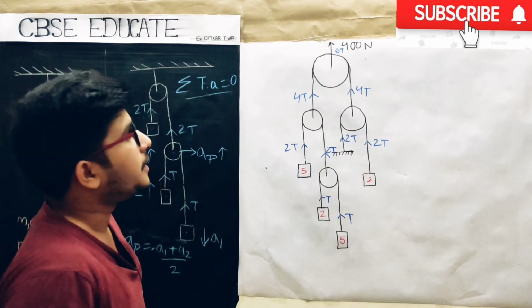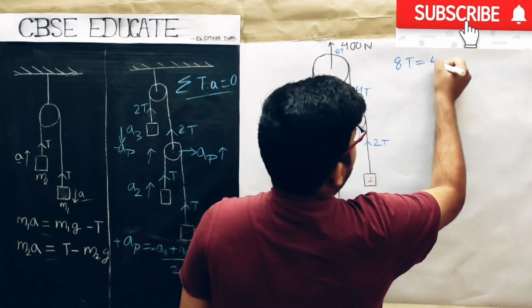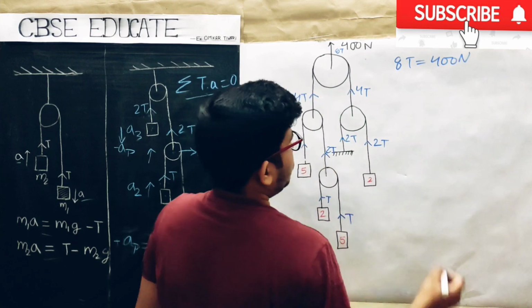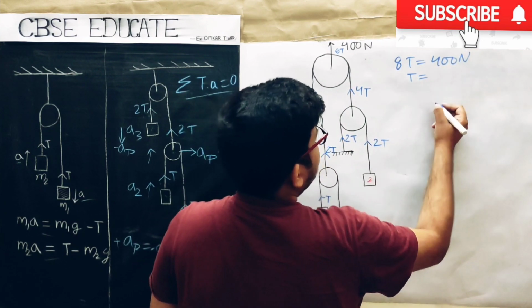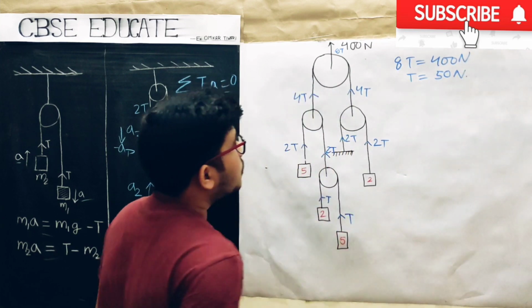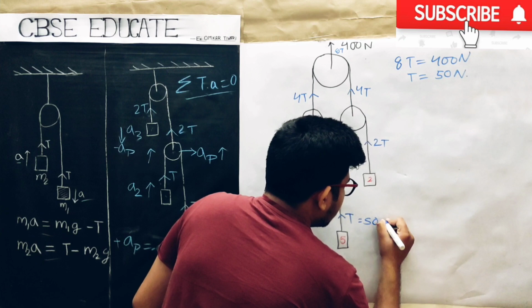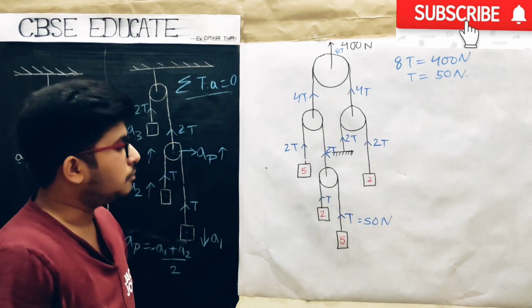It means 8T is equal to 400 Newton, which means T is equal to 400 by 8, which means 50 Newton. The tension here is 50 Newton.